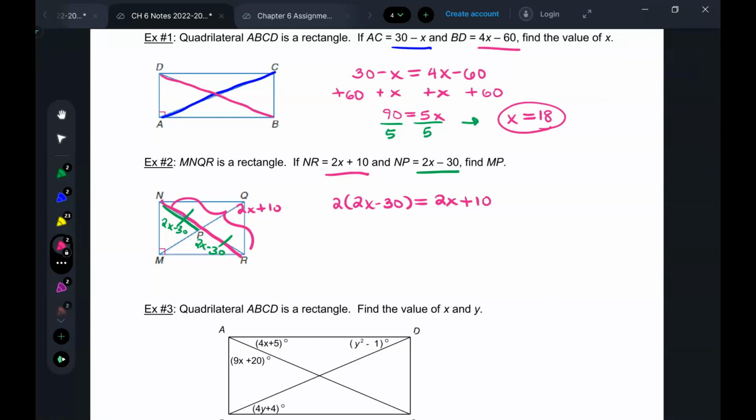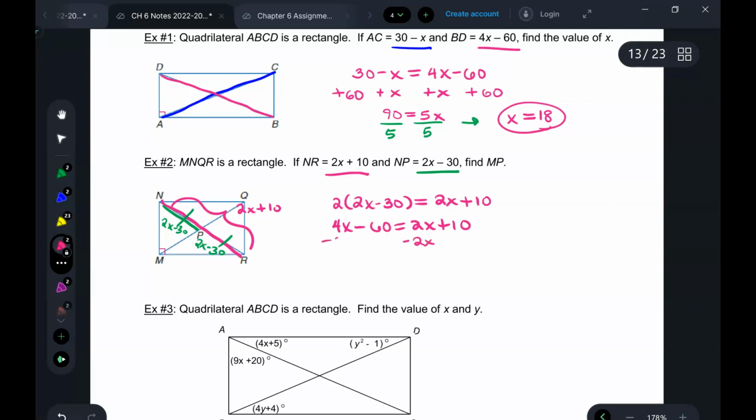Right? So we could just double. Now, Max, you were saying something about dividing by 2. You could, if you divided this whole thing, 2x plus 10, by 2, you'd get x plus 5. You could do x plus 5 equals 2x minus 30, and we should get the same answer. So let's see. X equals negative 50.